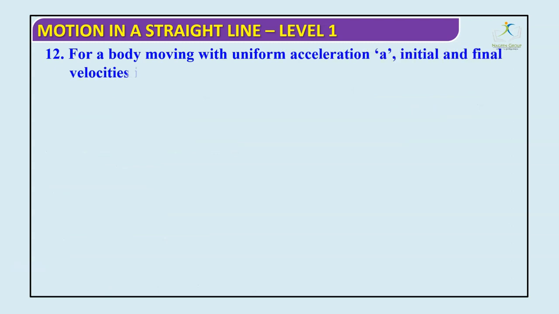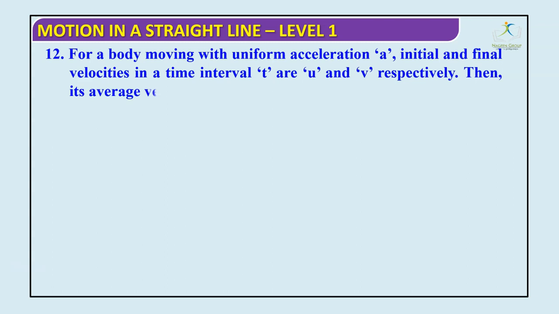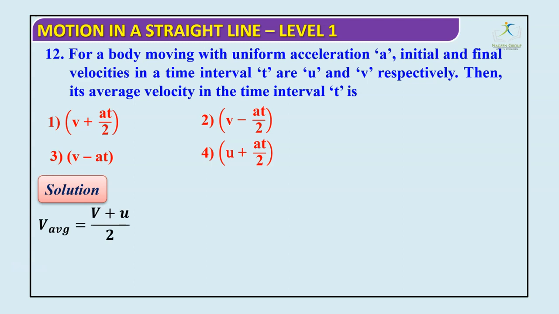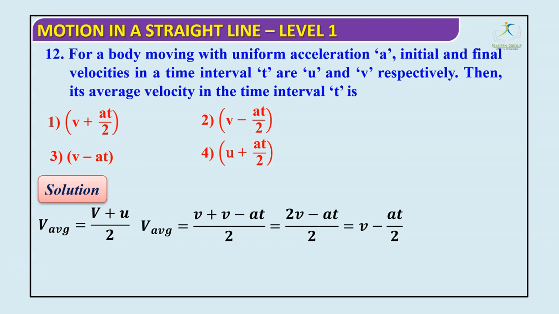Next one: for a body moving with uniform acceleration a, the initial and final velocity in the time interval t are u and v respectively. Then its average velocity in the time interval t is: v plus at by 2, v minus at by 2, v minus at, and u plus at by 2. Let's move on to the solution part. So V average is equal to v plus u by 2. V average is equal to v plus v minus at by 2, which comes to 2v minus at by 2. After a bit of solving, we receive the value v minus at by 2, which is option 2.